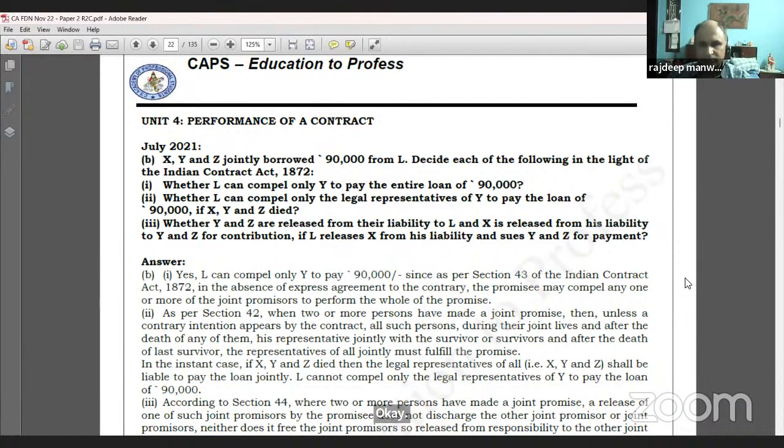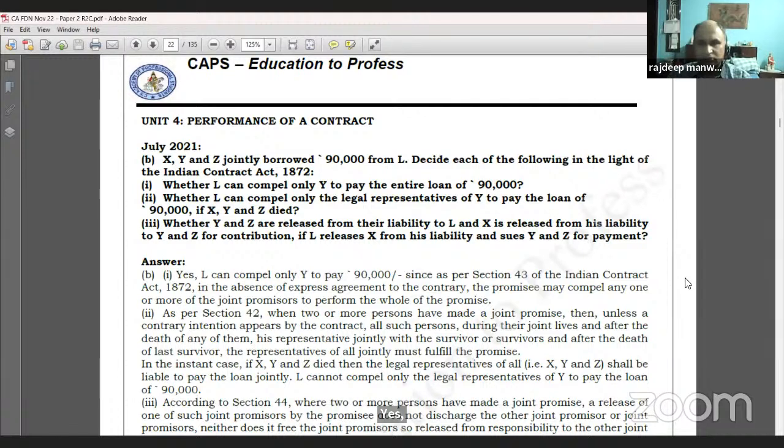Sir, or he can also realize from his left assets, no, sir. The assets which he has pledged as a collateral. Yeah. But they are asking about legal representatives. Suppose they have borrowed, they are not sure that he has given an asset or anything, no?